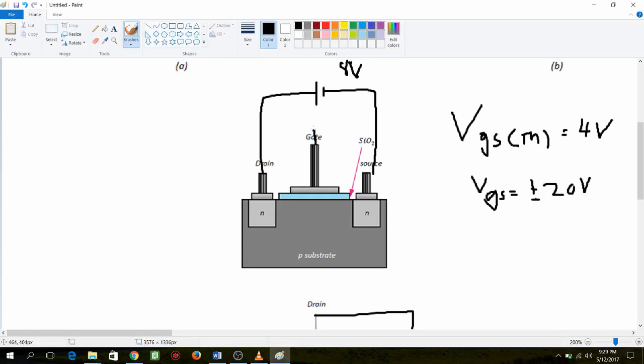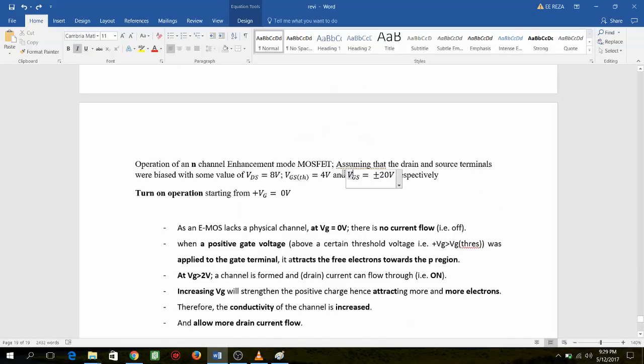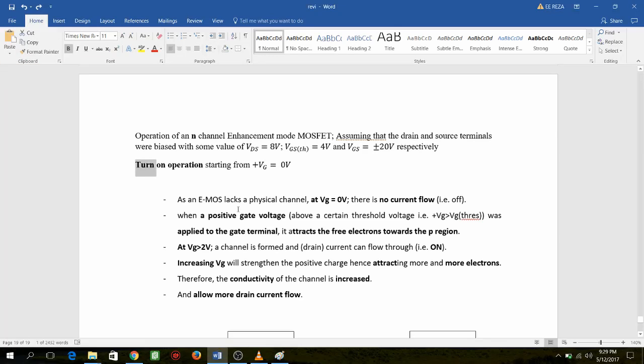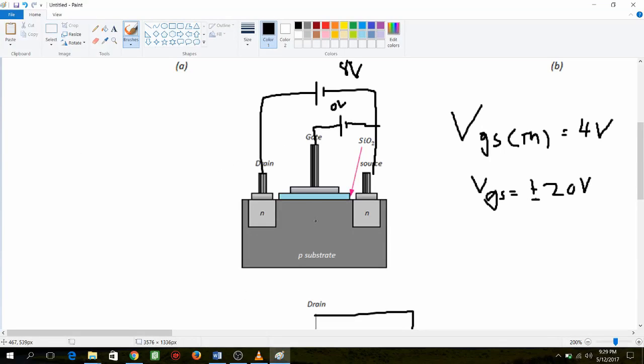So this is my gate voltage, positive. So from 0 volt, for example. Since this is 0, I don't have any source here, so I don't have any channel. So I don't have any current flow. Okay, so my transistor, MOSFET is also a transistor, so my transistor is off.